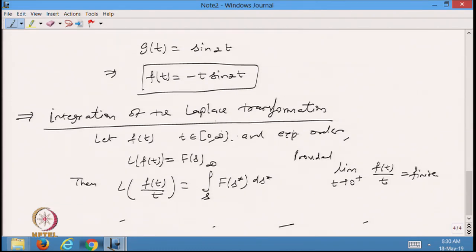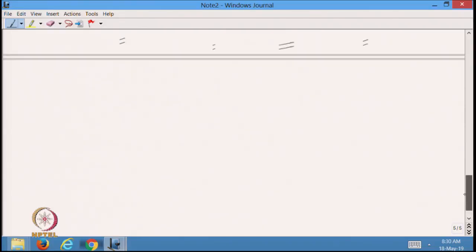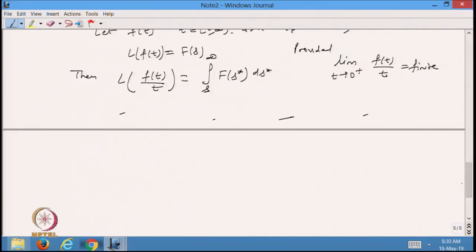Or exists, because as t tends to 0, 1 over t is going to be unbounded, it is going to be infinity. So, in that case we say that if both the functions together, we put the limit and that limit comes out finite, then we can define this function and then we can take the Laplace transformation. In this case, I am taking the integration of the Laplace transformation.